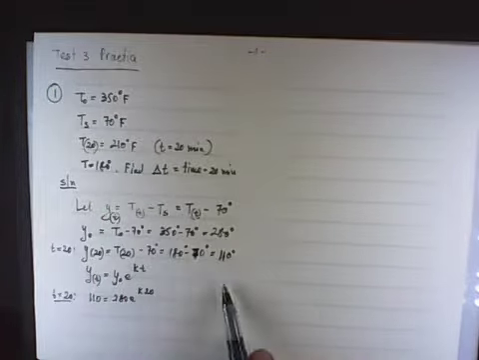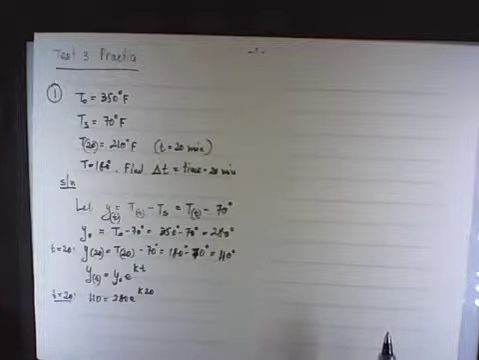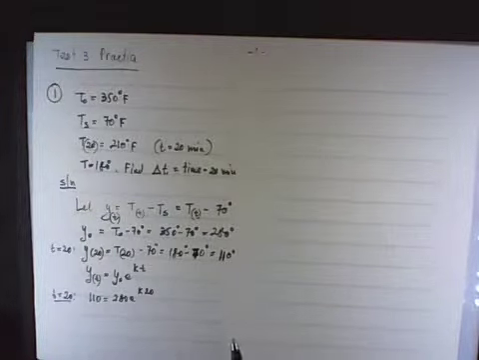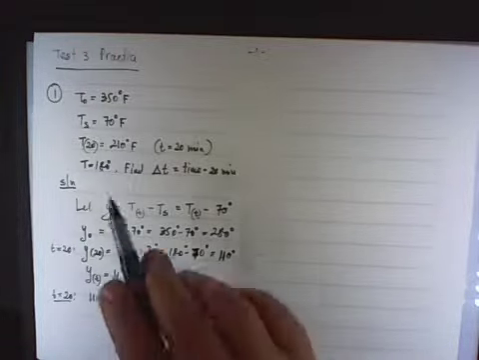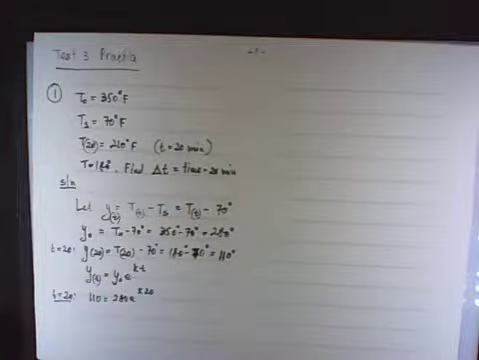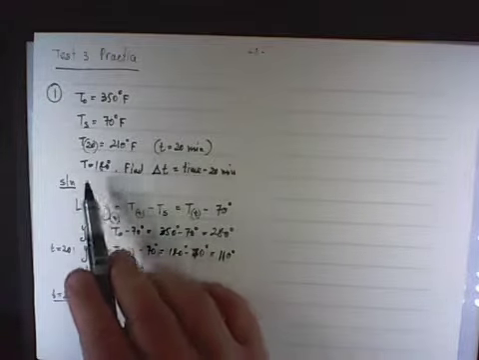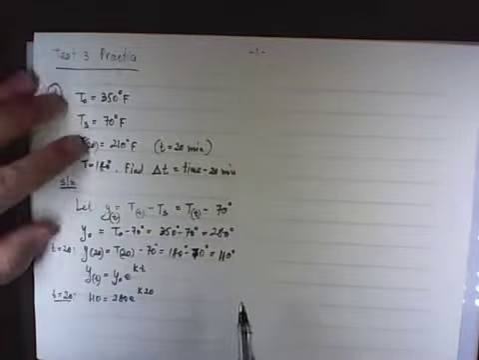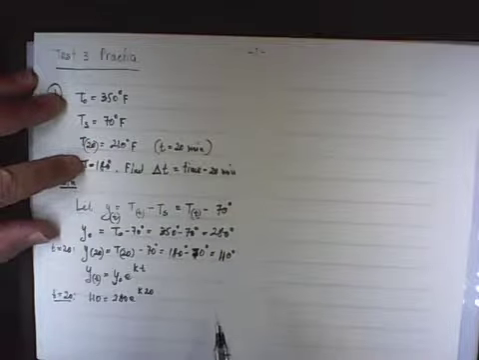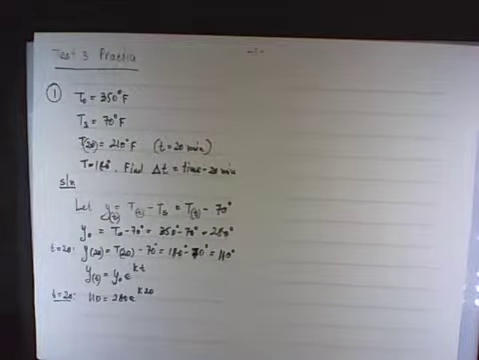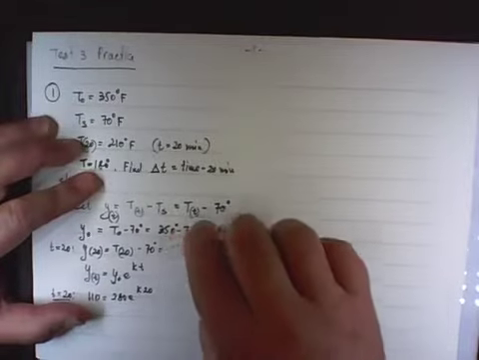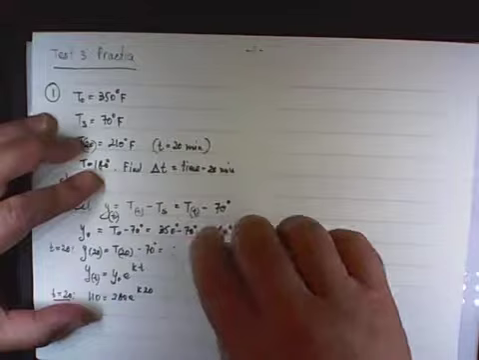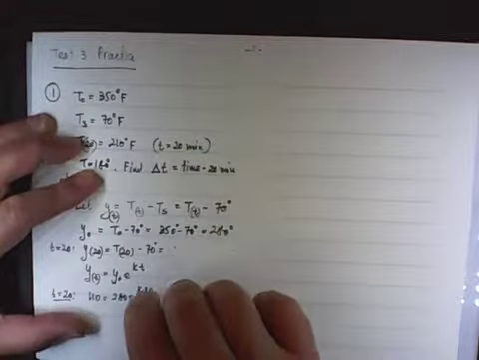180 minus 70 is 110. Not 180 yet. Oh, okay, yeah, you're right. We want to find when we have 180. So yes, let's correct that.